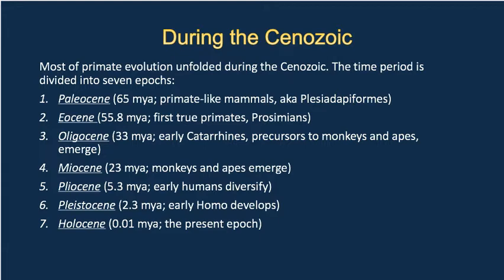The Pleistocene begins at 2.3 million years ago, and during that period we see early Homo developing and diversifying, and then eventually in the late Pleistocene we see modern humans emerge at about 300,000 years ago, maybe 330,000. Finally, the last epoch would be the Holocene, which we are currently in today, the last 10,000 to 12,000 years or so.